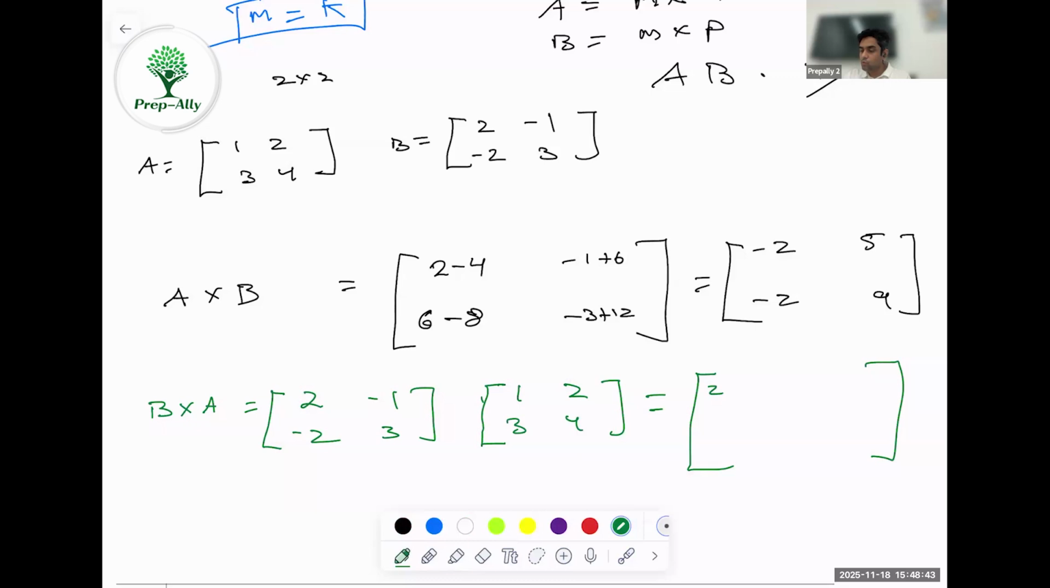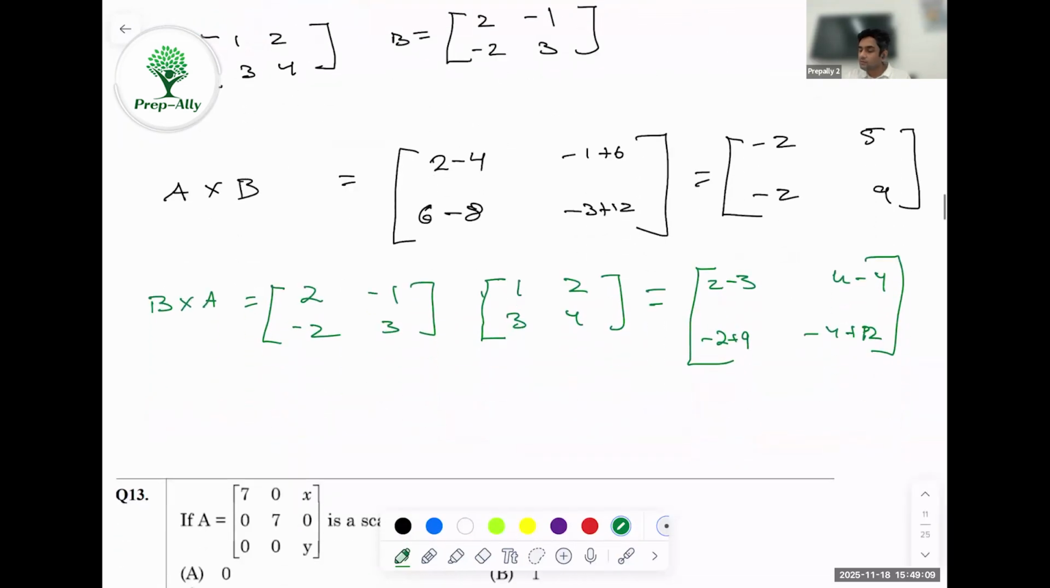Over here, we'll get 2 minus 3. Similarly, on the other one, we'll get a 4 and a minus 4. So we'll get 4 minus 4. Over here, this under this, when we do it, I'll get minus 2 plus this 9. Minus 2 plus 9. And over here, this into this. That is minus 4 plus 12.